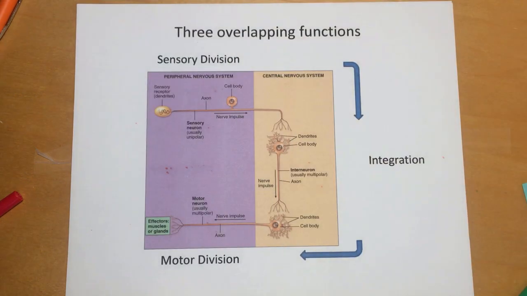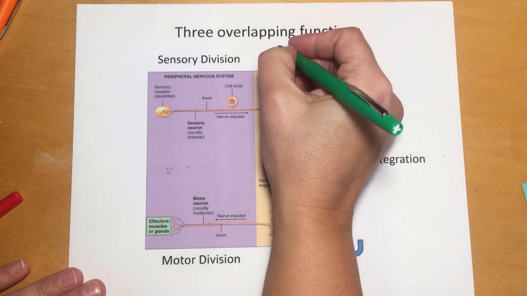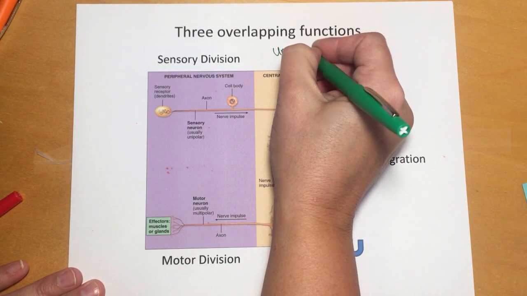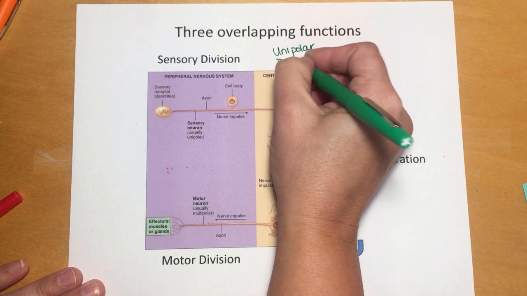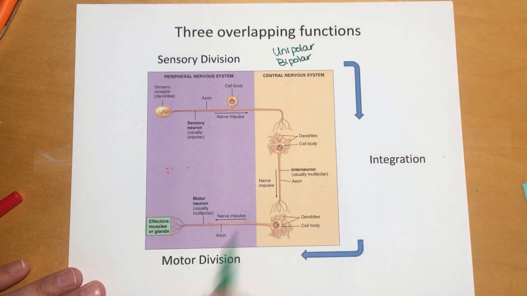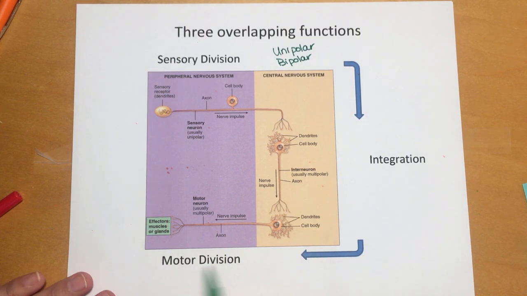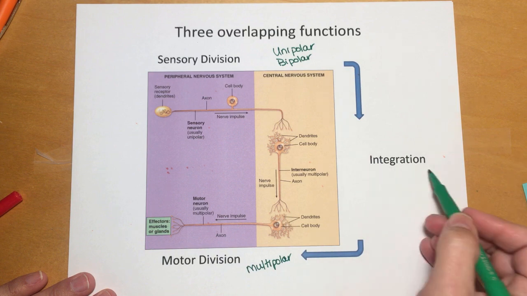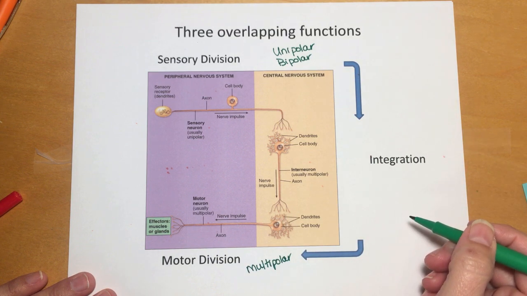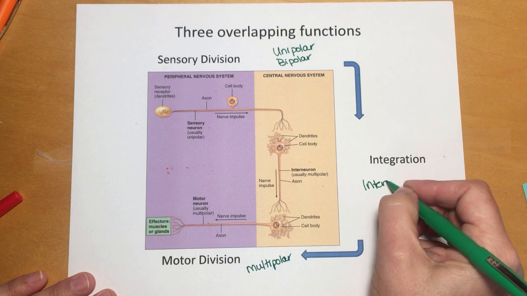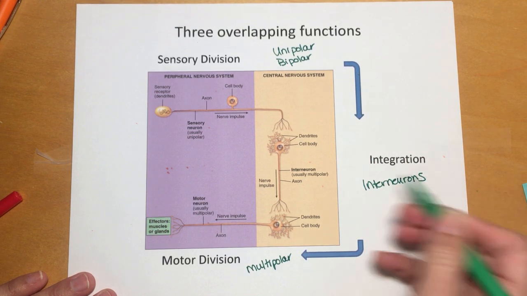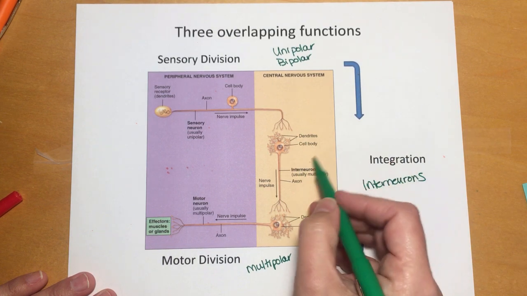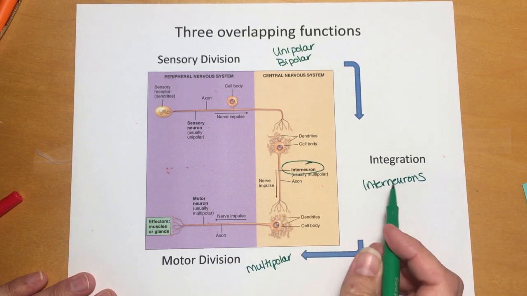So let's take a quick look at this. We have our sensory information, which is bringing in stuff. And we know that that's either going to be unipolar neurons or bipolar neurons. And remember, unipolar are our somatic senses and bipolar are our special senses. We know our motor division are going to be multipolar neurons. And in the middle here, we have integration. And remember, integration is the summing up of all received signals. And that's where our interneurons are. And you can see this right here is an interneuron.